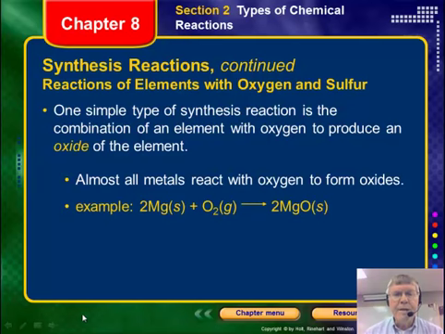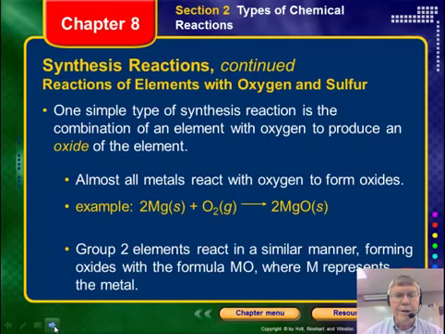An example of this is given by this equation: 2 magnesium plus oxygen, O2. Remember, oxygen is one of your diatomic molecules, and so it always appears when it's by itself as O2. Yields 2 MgO. This was the reaction that you saw in the lab in chapter 7 when we burned the magnesium and we formed magnesium oxide. That was the reaction that occurred.